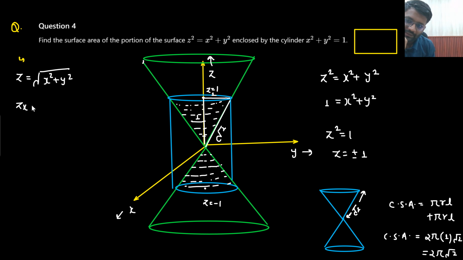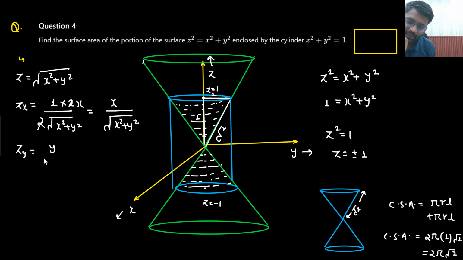So what will be zx? Differentiation with respect to x, keeping y as constant, so that would come out to be multiplied with 2x. 2 and 2 will get cancelled out. Zx is coming out to be x upon under root x square plus y square. Similarly, what will be zy? Zy will come out to be y upon under root x square plus y square. So what will be the value of under root 1 plus zx square plus zy square?